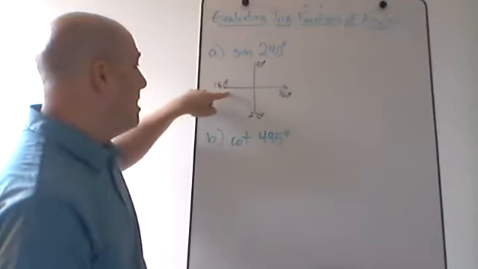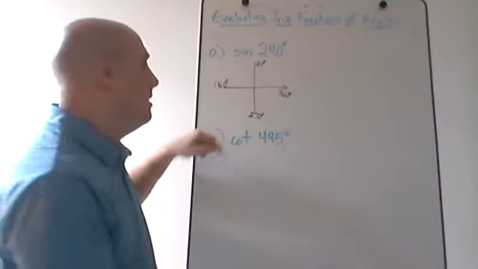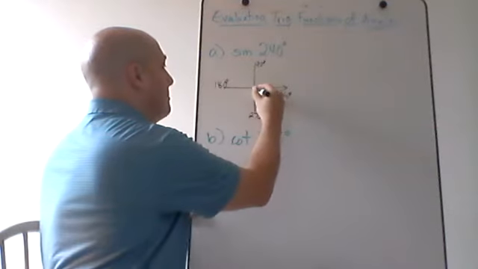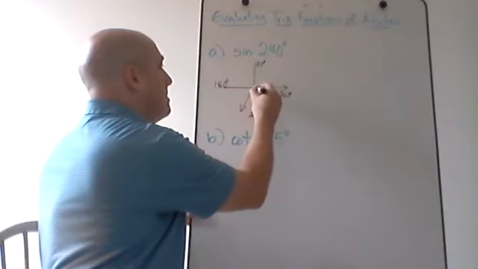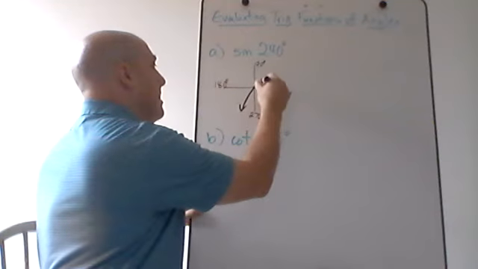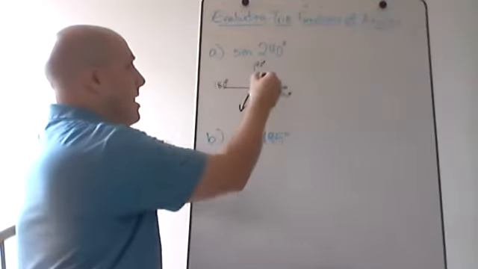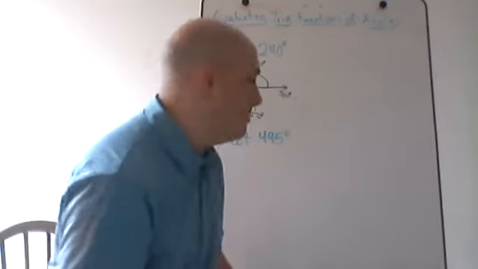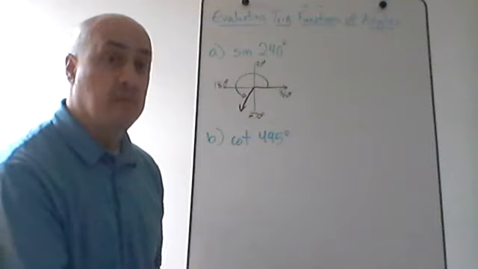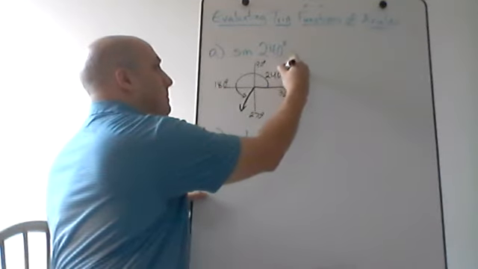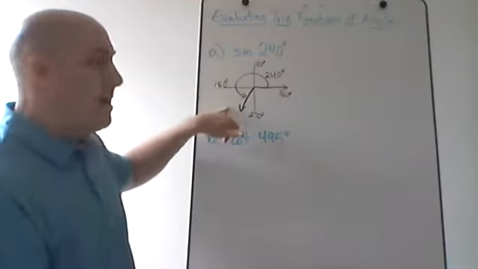Well, 240 is between 180 and 270, right? And which one is it closer to? It's closer to 270 degrees. So here's my angle, 240 degrees, starting up here and rotating around this way, more than half of a full revolution, but not quite 3/4 of a full revolution. So there's my 240 degree angle. So I know that my angle is in quadrant 3.